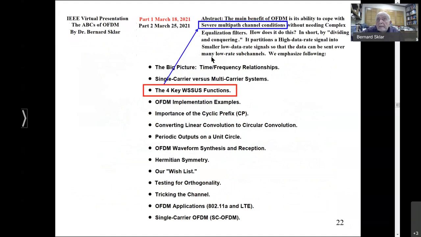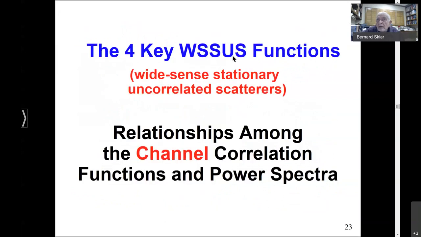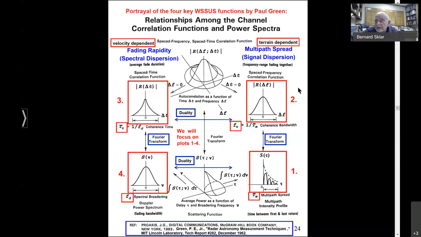So we can better understand what this malady is all about, these key WSSUS functions, which stands for wide-sense stationary uncorrelated scatterers. This is what we're fighting. This is what OFDM is going to handle so nicely. And this is the information that was given to us. This is from Proakis's book.